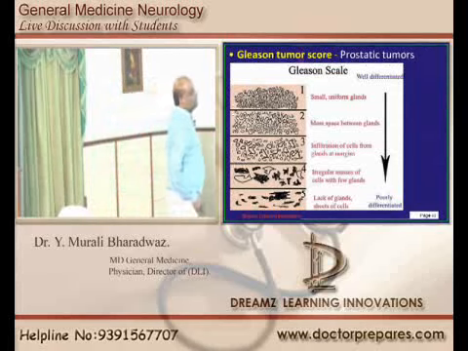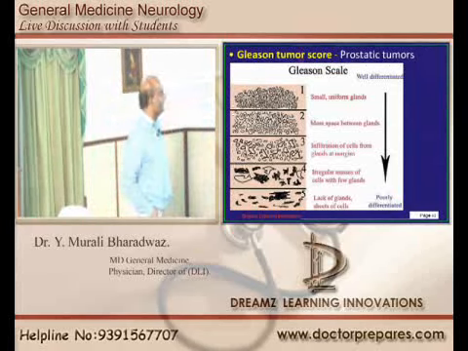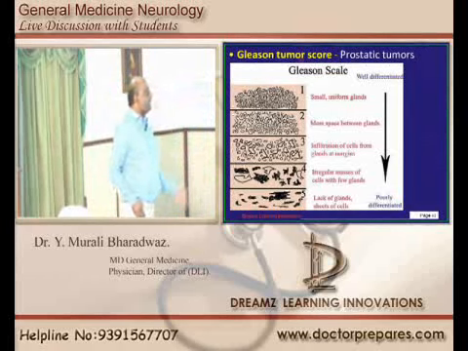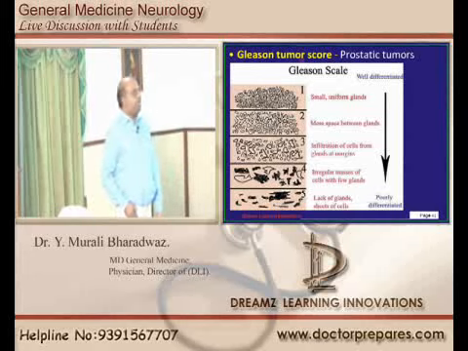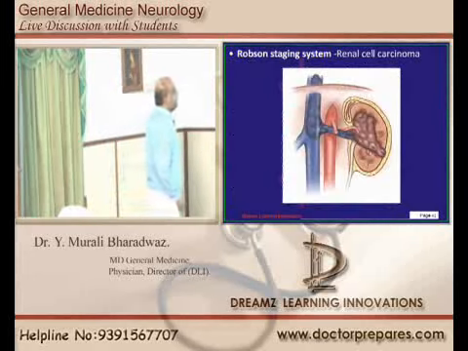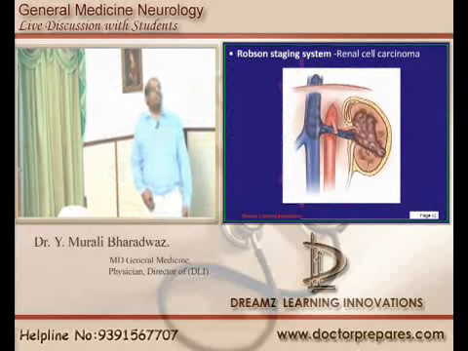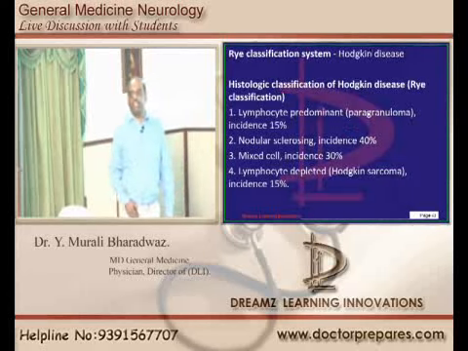Then where do we use the Gleason system? You all know, prostatic tumors. Small uniform glands, infiltration of the glands to the margins, etc., are the poorly differentiated to well differentiated. We use the Robson staging system in renal cell carcinoma. Then where do we use the Rye classification? In the case of Hodgkin's disease.